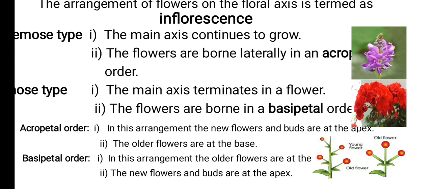Here, two simplified diagrams are also given for acropetal and basipetal. In this, you see the tiny buds and small flowers are located at the apex, at the tip of the plant. But in the second one, it's an example of basipetal order. Here you could see the mature, old and large flower is located at the apex, and the comparatively small and new flowers and buds are located at the base. So this diagram represents the basipetal order.